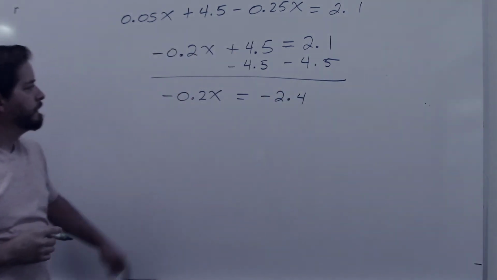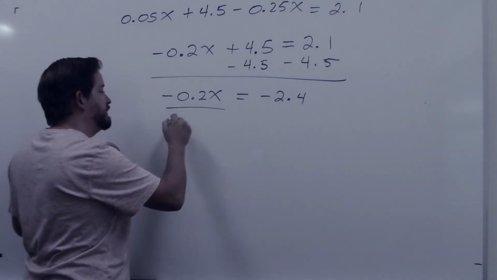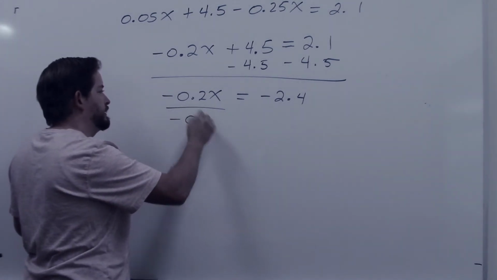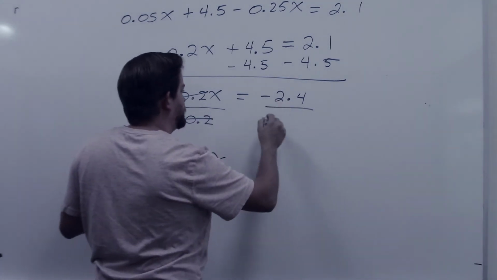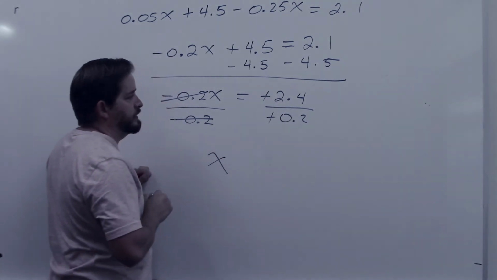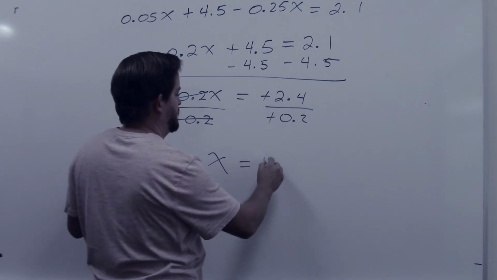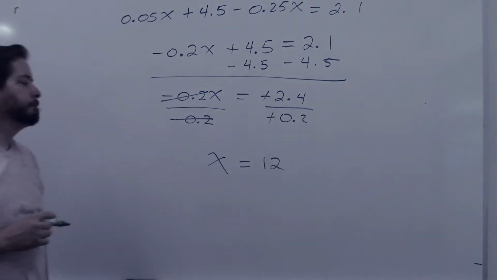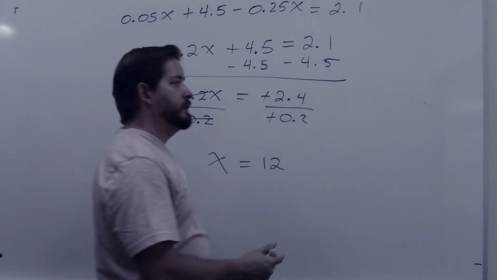Right? And if I want to isolate the x, I divide each side by negative 0.2. That eliminates that and leaves me with just an x. On the right hand side, dividing by negative 0.2 gets rid of that, and it gives me 12. And that's it. So I found one of the things I wanted to find.